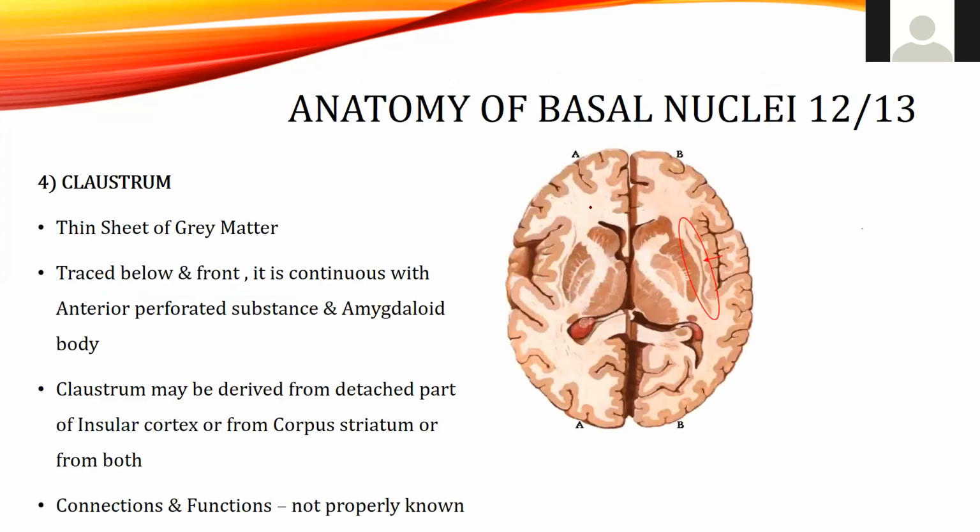Firstly, we have the claustrum. The claustrum is this thin gray matter sandwiched between these two white matters. It is found medial to the insula and lateral to the putamen. It continues anteriorly with the anterior perforated substance and the amygdaloid body. Sometimes they say the claustrum may be detached from the insular cortex or from the corpus striatum, or sometimes both. Their connections and functions are not properly known till date.